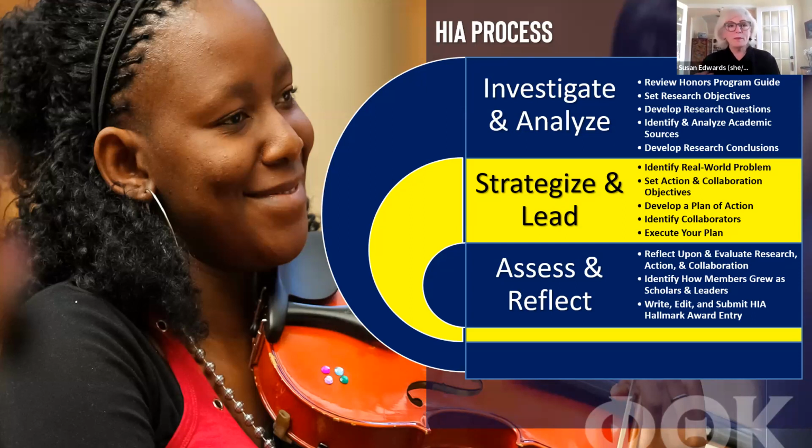There may be some problems that are already addressed really well in your community. So you want to make sure that you have an opportunity for short-term impact and potential for long-term impact, but short-term impact because you're working on the project for a relatively short period of time. And that's very likely in your community. Just like you set research objectives, you want to set measurable action and collaboration objectives.